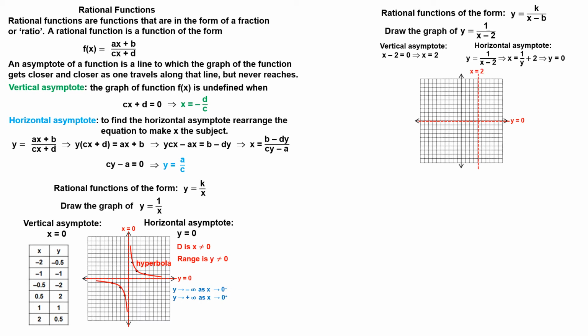Choose at least 3 positive x values and their opposite values to find the ordered pairs. Plot the points and draw the curved line. The domain is all real numbers except 2. The range is all real numbers except 0.